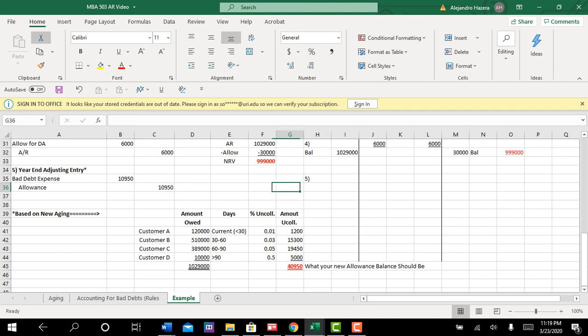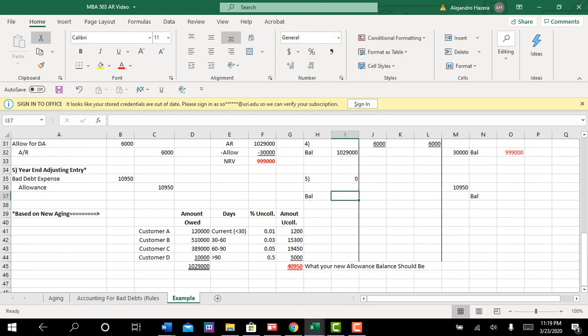So from entry number 5, there is no entry to accounts receivable. Keep in mind, this is your accounts receivable T account right here. There's no entry to accounts receivable, but there is a credit to the allowance account for $10,950 right here from entry number 5. So our new balance, our ending balance here, and I'll put balance here too.